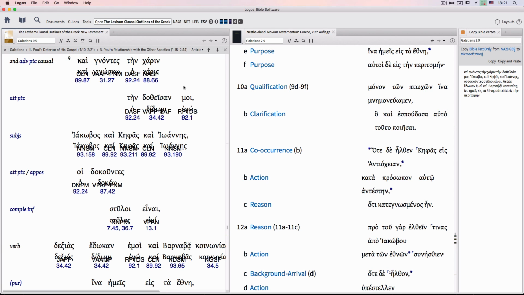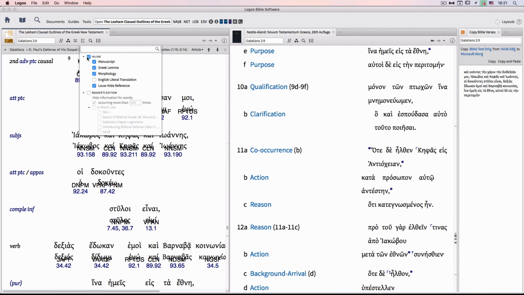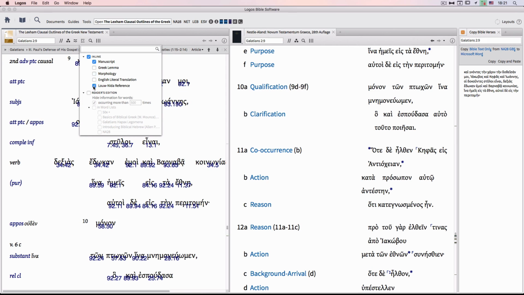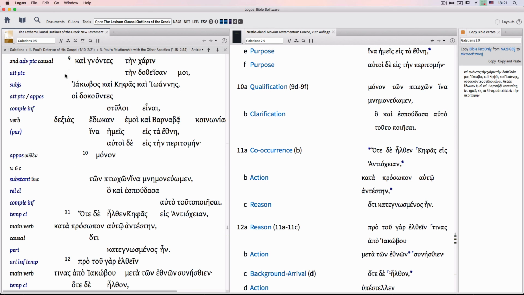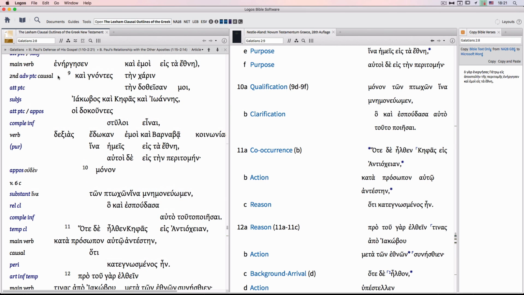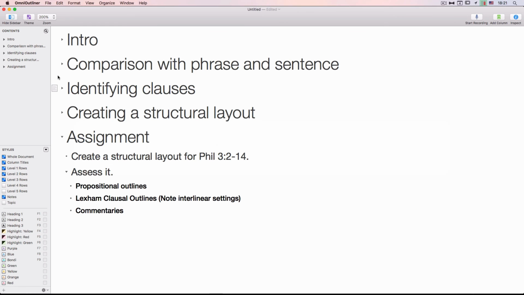Now, in this particular resource, everything is put again into basically a clausal form. Now, you'll notice that there's several things kind of overlapping here. In order to change that, you need to go to the interlinear settings, and then change it so that you only have the manuscript being shown. And that will remove all of that extraneous material. And so you can see here the same thing is being done, but perhaps with a little bit of a different assessment than what's been done in the propositional outlines. So two basically similar tools, but doing things slightly differently, can give you some insight into what you're doing in the text. The last thing that you could look at is commentaries.